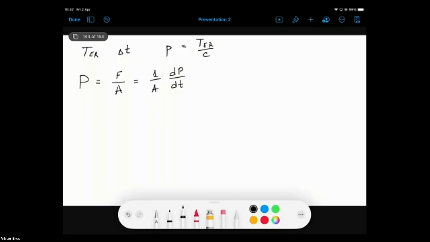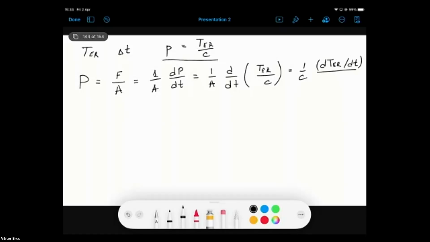We already know the expression for linear momentum, then we can substitute its value. It will be d over dt of the total energy, U_ER, divided by C. And this is 1 over C, dU_ER over dt, divided by A.